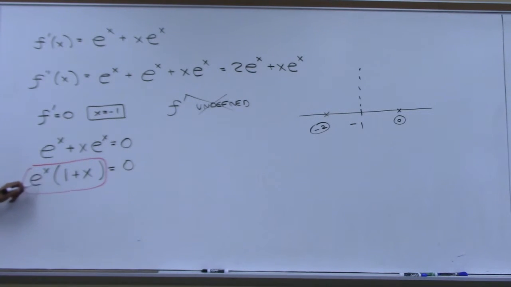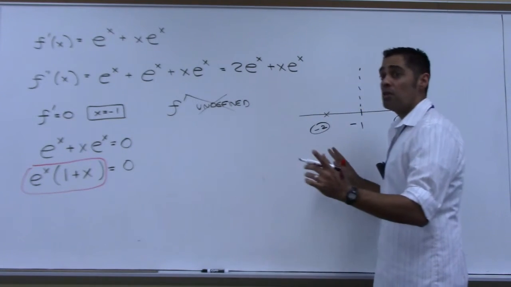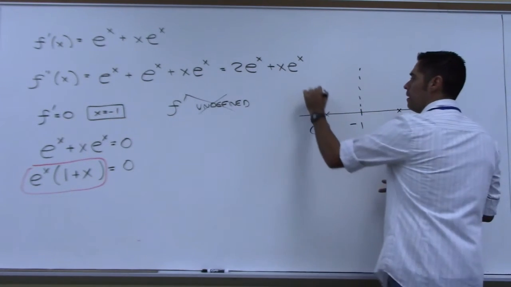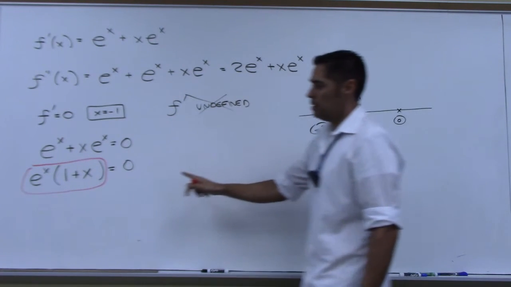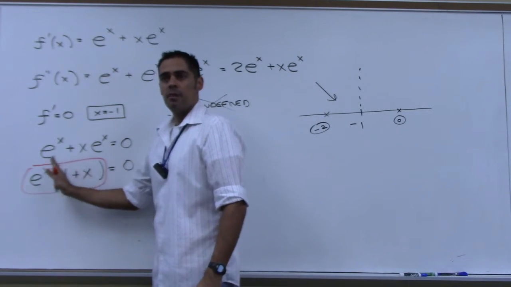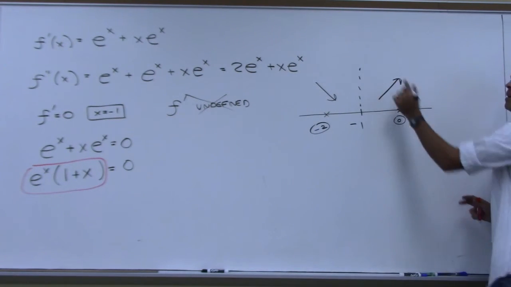Because e to any power is what? Positive, right? So I don't really care about that. It's just what is 1 plus x. So if I plug in negative 2, that's going to turn out to be negative, isn't it? I'm starting to work a little faster now because we've been through this a little bit. Going down over here, right? My function's going down over there because my derivative was negative. Over here, I plug in 0 into this. My derivative would be positive, wouldn't it? Which means my function's going up over here.